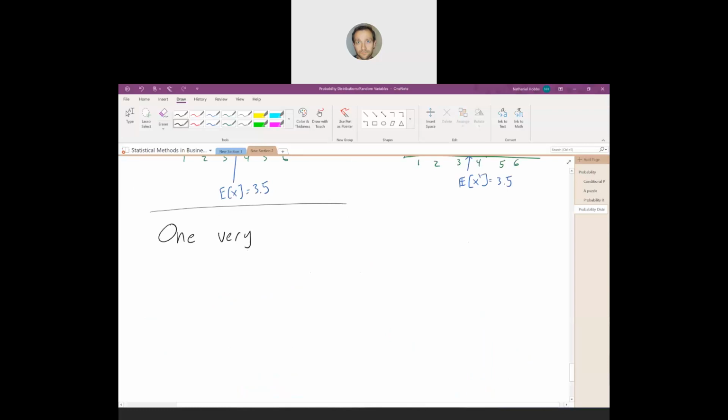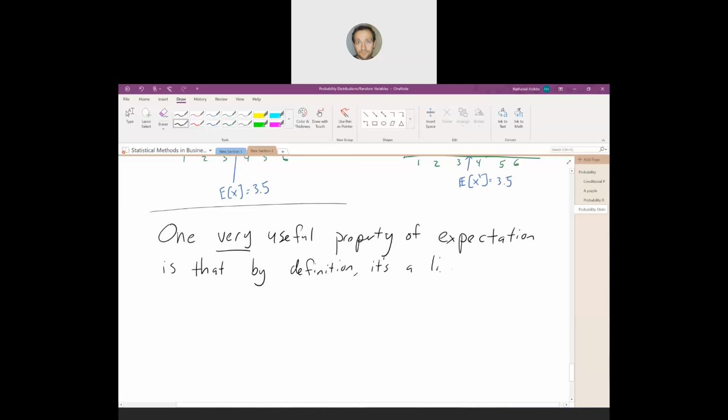One very useful property of expectation is that by definition it's a linear operator, and I'll explain what this means.